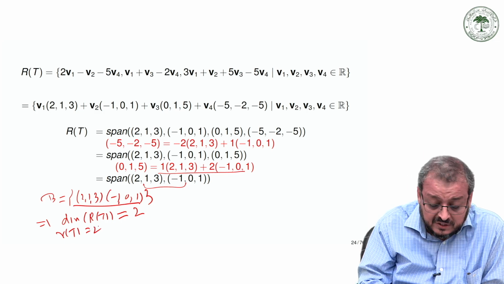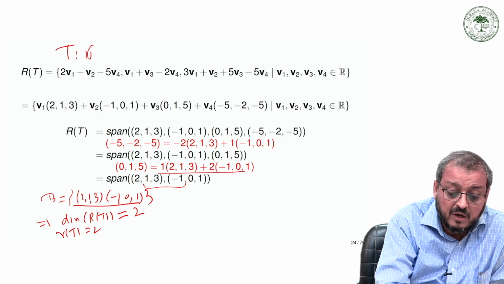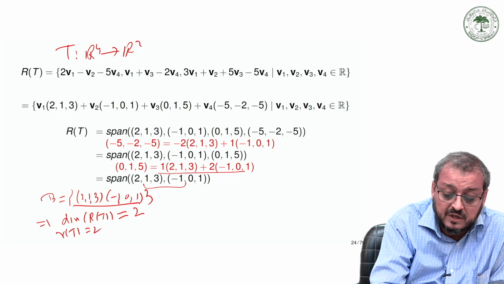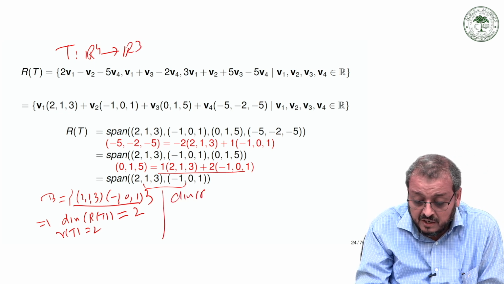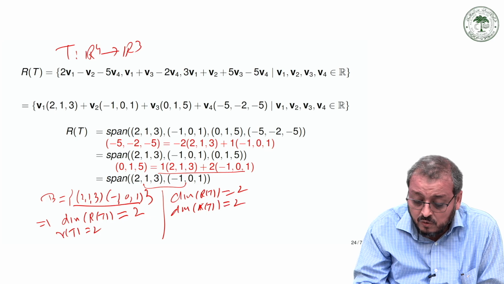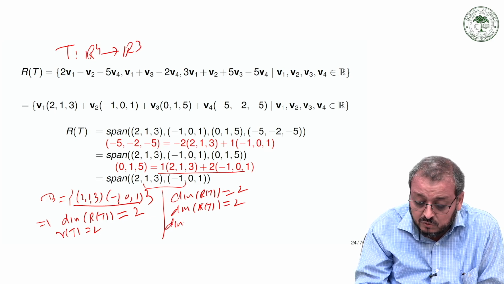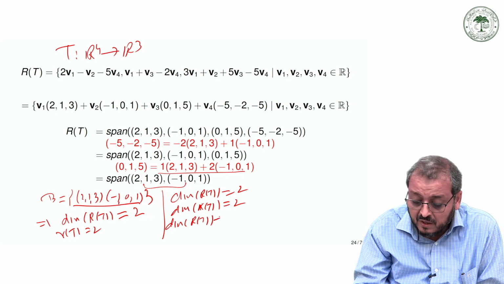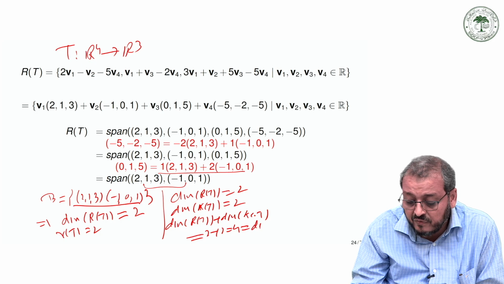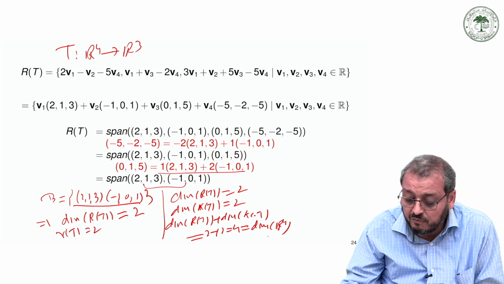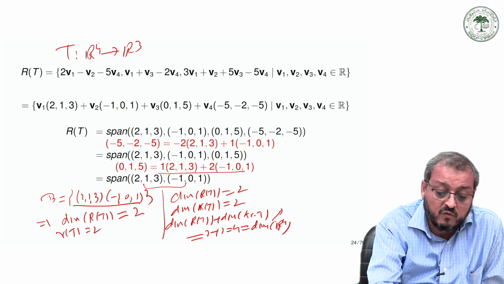Now, you see we have a transformation from R^4 to R^3. Clearly we see that the dimension of the range of T is equal to 2, and the dimension of the kernel of T is also 2. If we take the sum of these two, dimension of the range of T plus dimension of the kernel of T is 2 plus 2, equal to 4, which is the same as the dimension of R^4, our vector space.